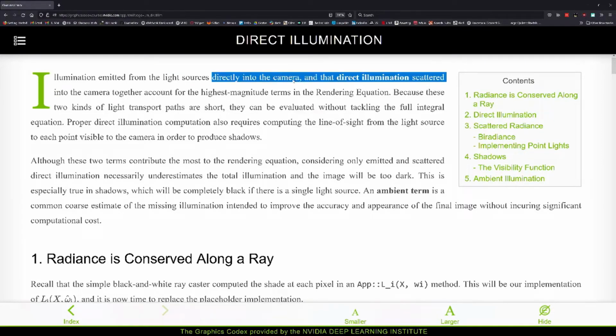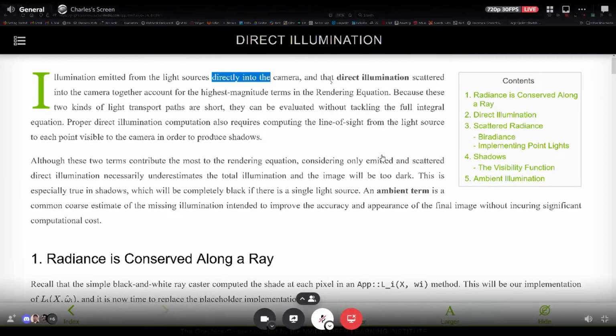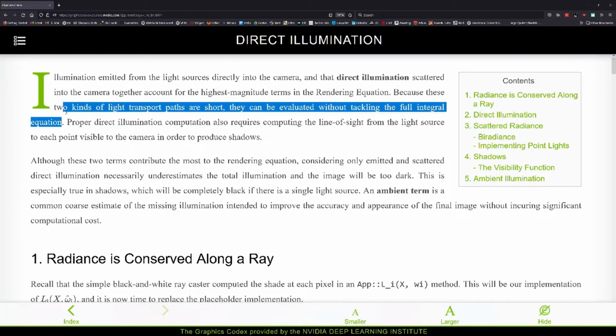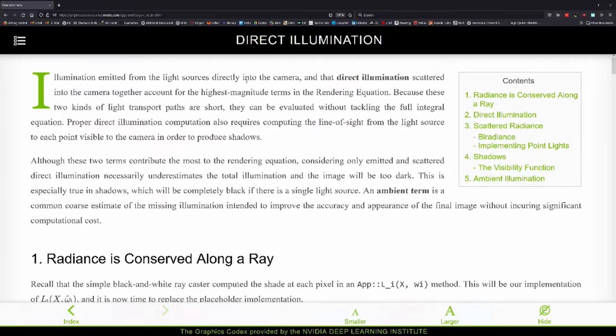Light directly from the light into the camera, and light that is directly illuminated and scattered towards the camera, are a major component, or the highest magnitude, of the stuff we get in the camera. Because those are the two major ones, we don't have to consider the full integral. We can just do a direct light to camera and a direct illumination of light to object to camera.